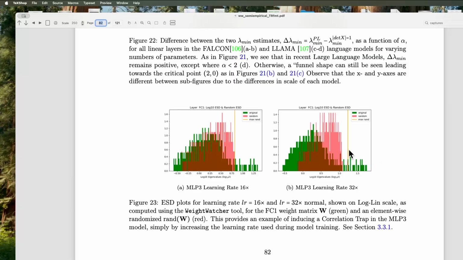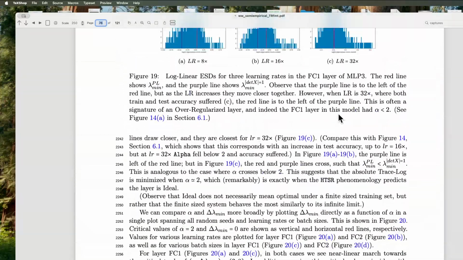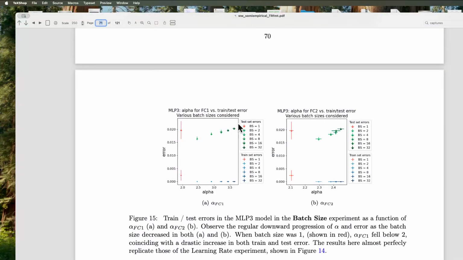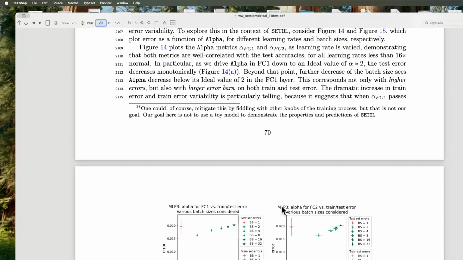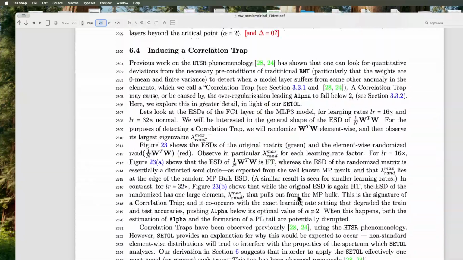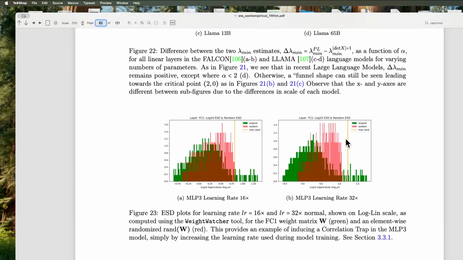So what we're showing here is that as you train your models, you can use Weight Watcher to track the individual layers to see how well they're doing. As alpha goes down, you see the error goes down. What we argue is that there's some sweet spot where the error is minimized and alpha reaches 2. And if the error jumps back up and the layer overfits, you can detect the overfitting by this weird correlation trap, this rank 1 perturbation, which appears in this plot.